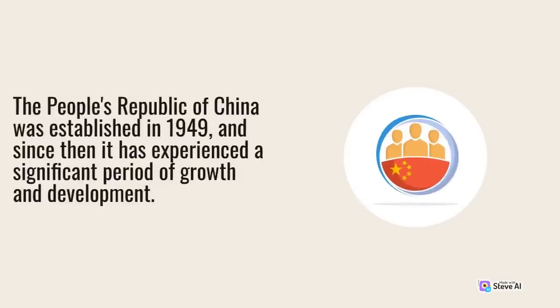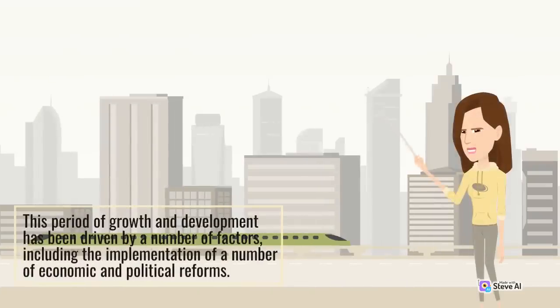The People's Republic of China was established in 1949, and since then it has experienced a significant period of growth and development. This period of growth and development has been driven by a number of factors, including the implementation of a number of economic and political reforms.